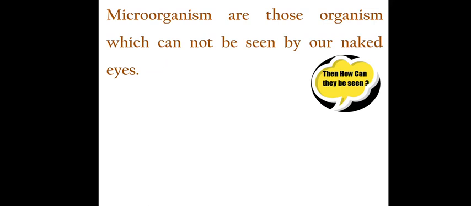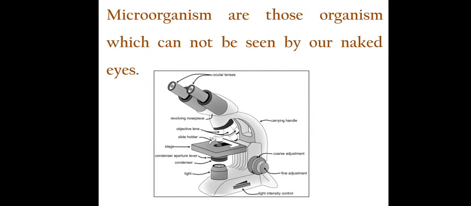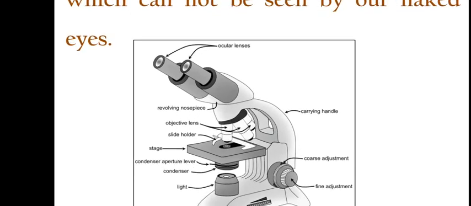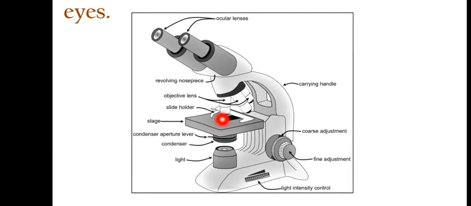Obviously, for seeing them we have to use some special kind of instrument, and that instrument is known as a microscope. This is the instrument by which we can observe these organisms. It is an instrument in which lenses are there. We have to place the slide of the organism on the stage, since these are very tiny organisms.